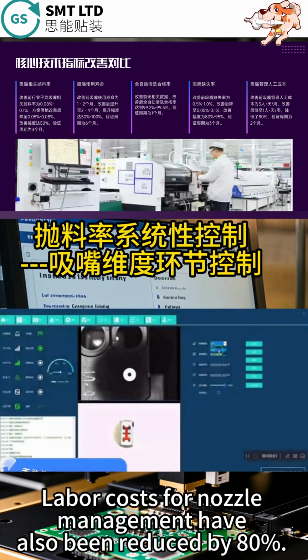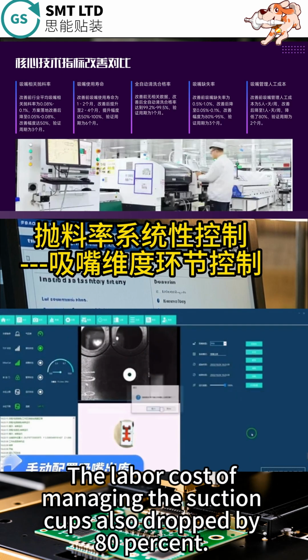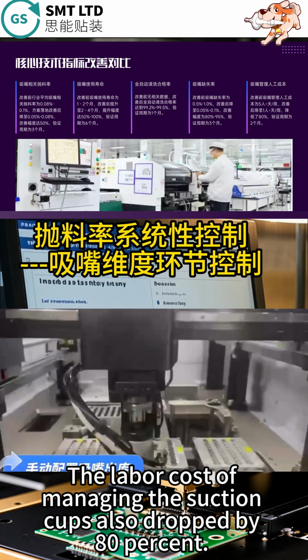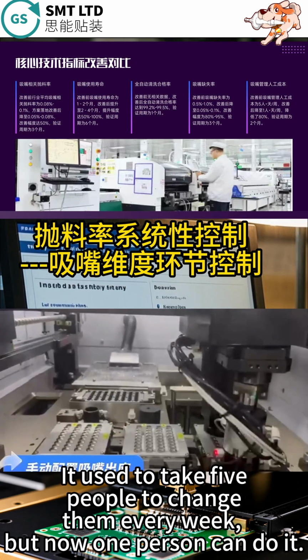Labor costs for nozzle management have also been reduced by 80%. The labor cost of managing the suction cups also dropped by 80%. It used to take 5 people to change them every week. So now 1 person can do it.